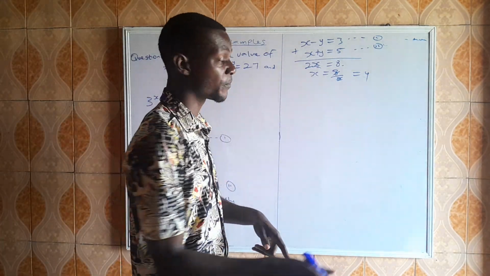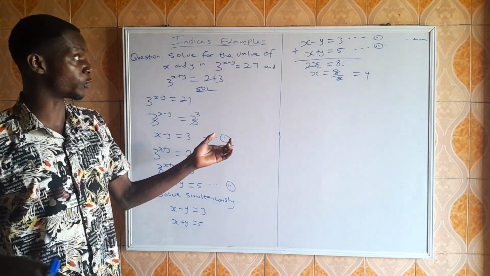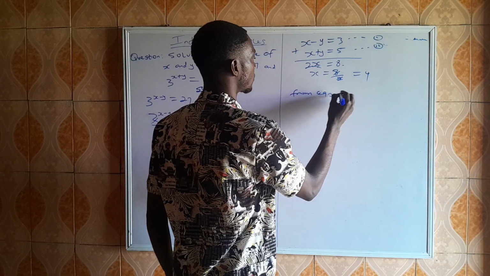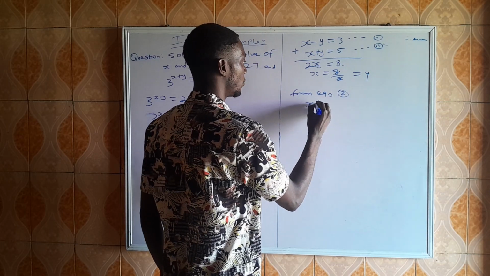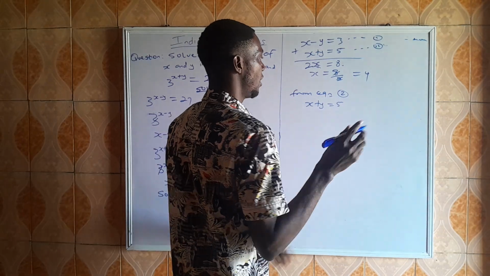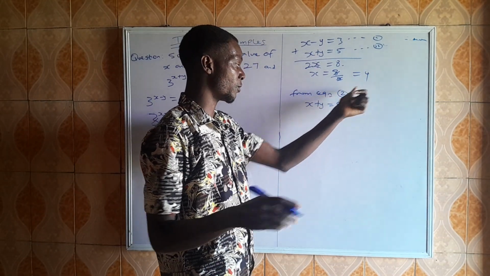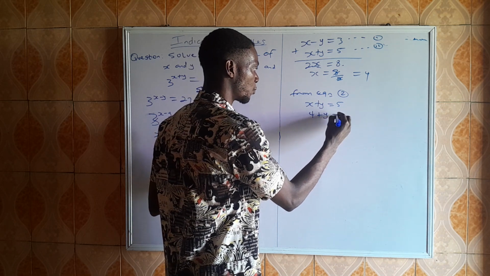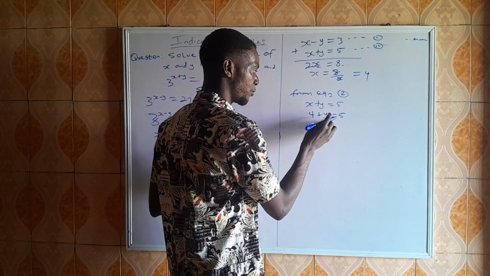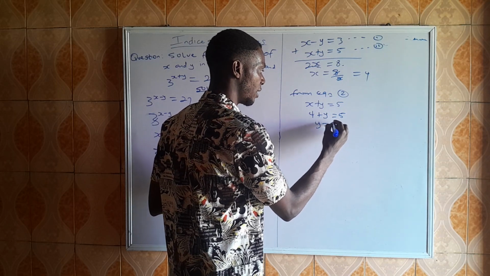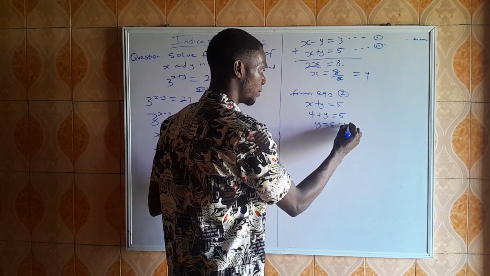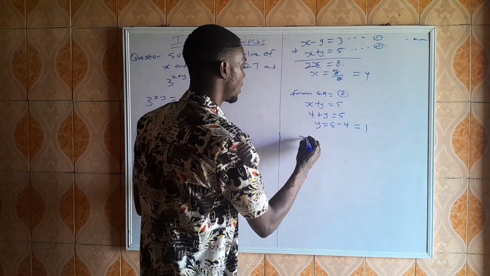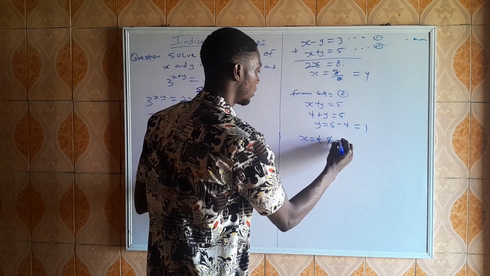Now I want to find the value of y. You can use any of the two equations. Okay, from equation 2, where you have s plus y equals 5. Now, already you have s equals 4. So anywhere you see s, you put 4. So that will be 4 plus y equals 5. Now from here, y equals 5 minus 4, and y equals 1. So the two values are s equals 4 and y equals 1.